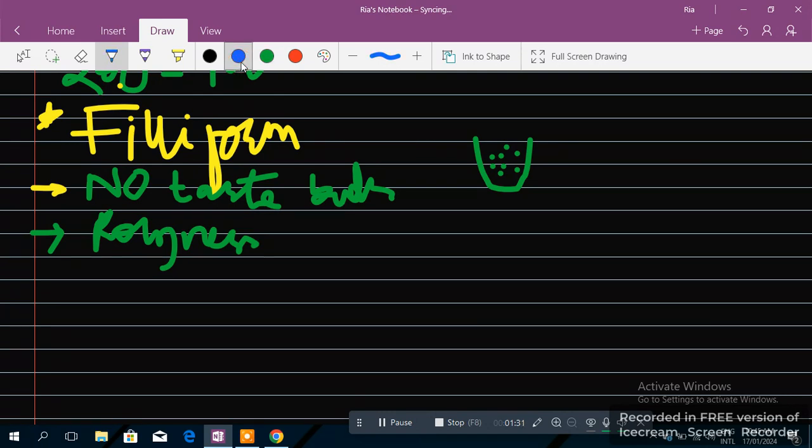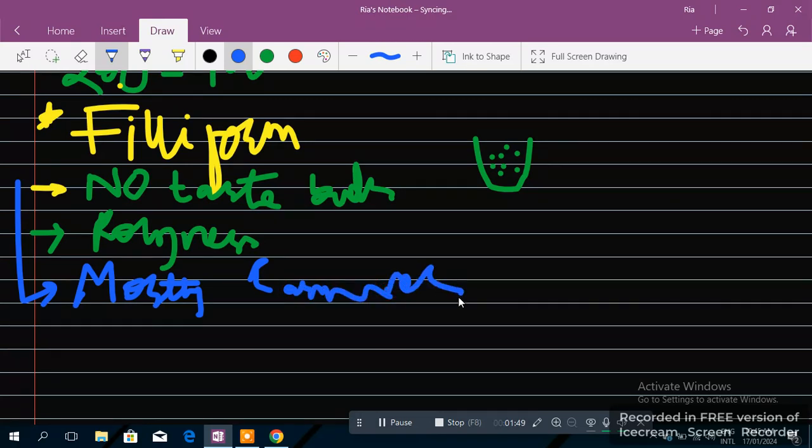Okay. Then these are mostly in carnivorous animals. Mostly they are present in carnivorous, and just because they move food, they help in grinding a lot of things. Okay. So filiform are very small in size and most abundant, but they don't have any taste.